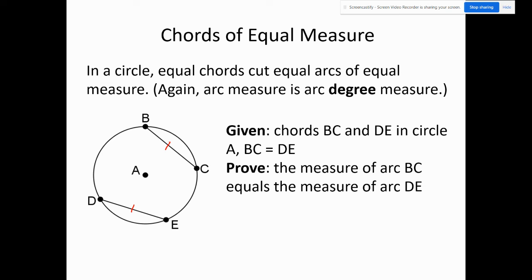And what we will conclude is that their associated arcs, for one arc BC and the other arc DE, must be equal as well. And we mean equal in measure. An arc measure is degree measure, okay? An arc measure is degree measure. So then just to bring it all together, if we have 2 chords of equal length in a circle, then the arcs that they cut have the same degree measure.